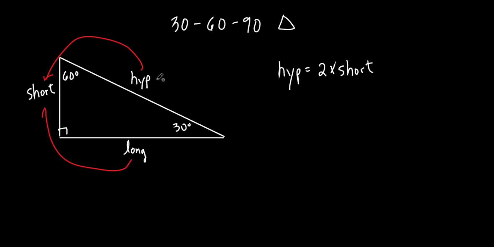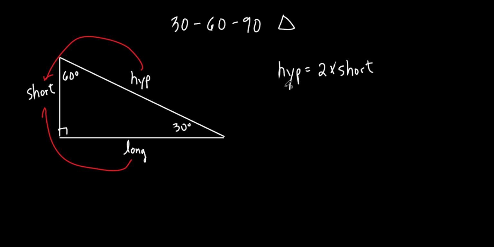So for instance, if the short side was 5, what's the hypotenuse? It's 10. That's right. Because the hypotenuse is twice as big as the short side. Everybody got that? So that was kind of easy. No square roots, right? One's twice as big as the other. That's always nice. So what if the hypotenuse was 12? What would the short side be? It'd be 6. You got it. Super easy so far, correct?